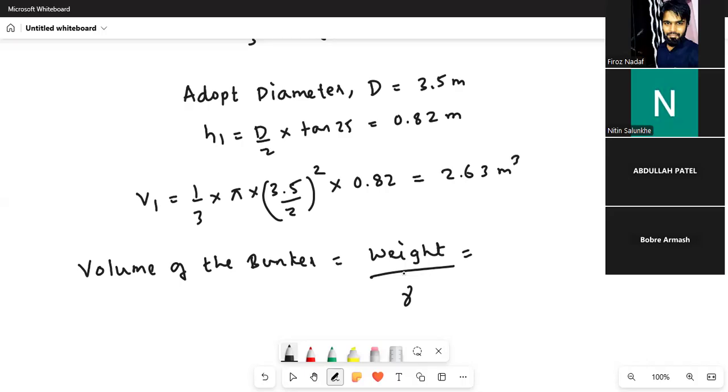Okay, so you know this formula, weight equals volume into density. So from that formula, we are finding the volume. Weight is 300 kilonewton divided by density, which is 8 kilonewton per meter cube. So the total volume of the bunker that we are getting is 37.5 meter cube.